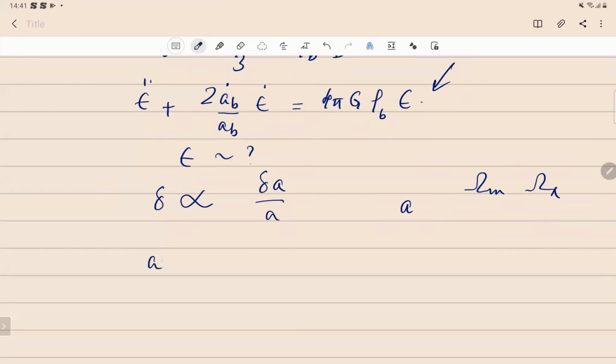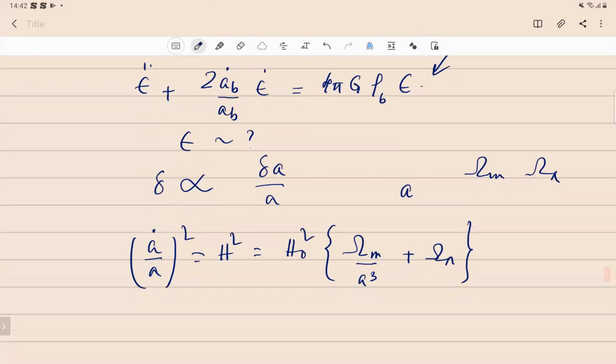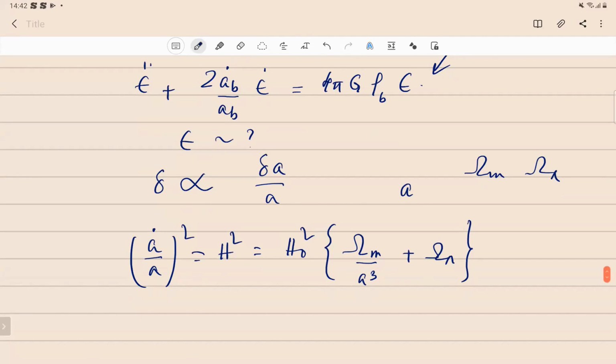So we have A dot by A whole square, which is H square. And this we know as H0 square times omega matter by A cube plus omega lambda, right? This is known, and we can integrate this equation and get A as a function of time. So this integration is crucial because now we are going to look not at A as a function of time, because that is something we know.